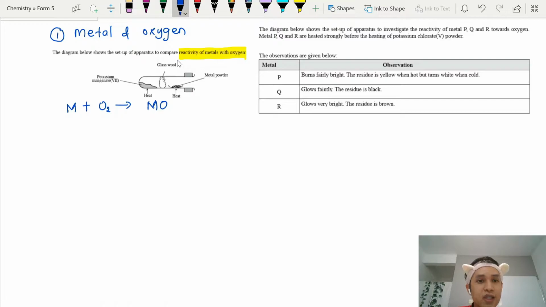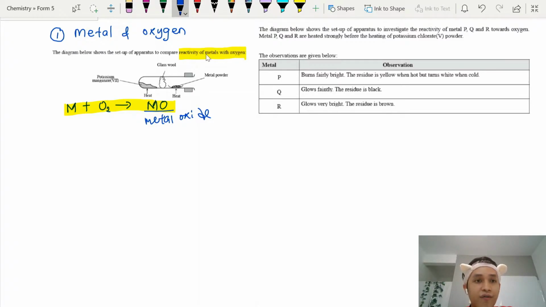First, let us look at the equation right here. You need to know what is going on. When a metal reacts with oxygen, you form metal oxide. Don't forget. Why I need you to know that you are forming metal oxide is because different metal oxides have different colors. Once you arrange the metals, they will ask you to suggest the name of the metal, and to know the name of the metal, you actually need to know the color of the metal oxides. So let's first start off with the arrangement.